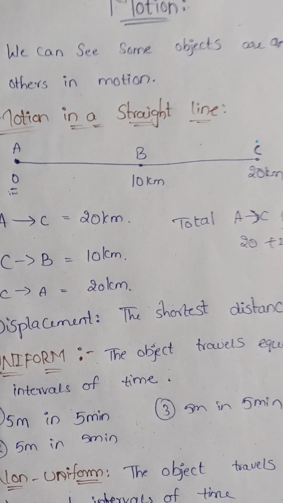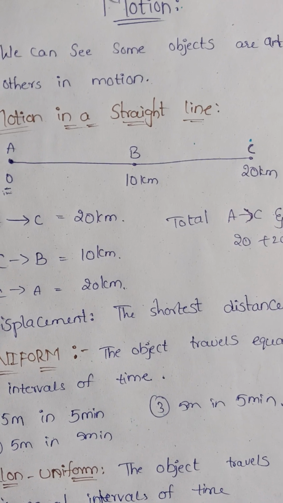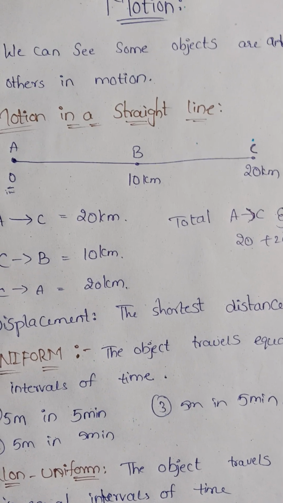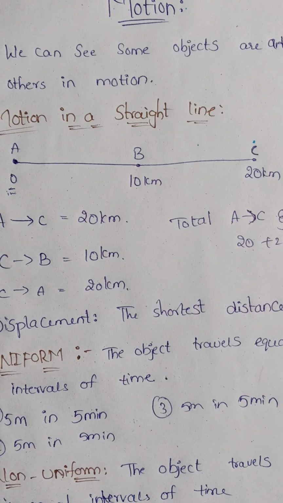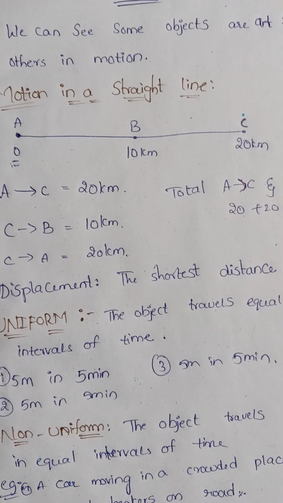In this example, you are in the rest position. You are the reference point, and you are calculating the motion and the rest positions of your co-passengers, right? And next, let us move on to the example of motion in a straight line.